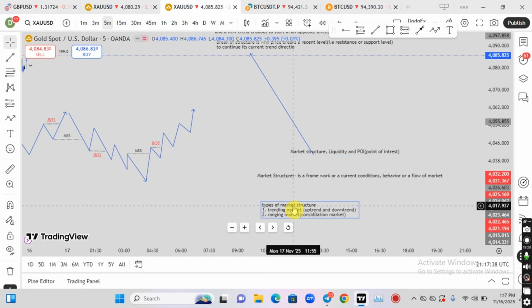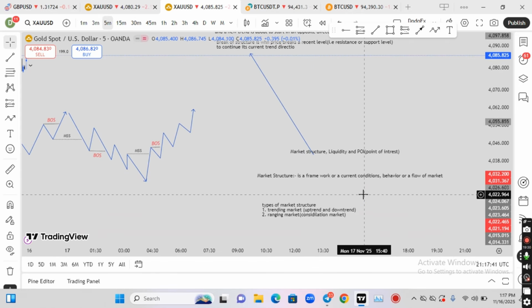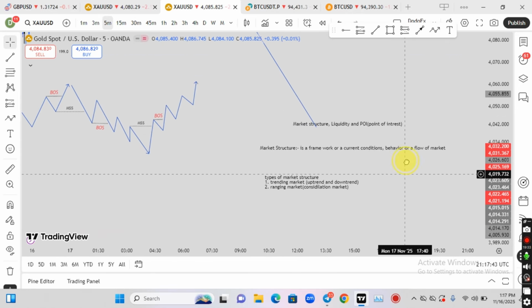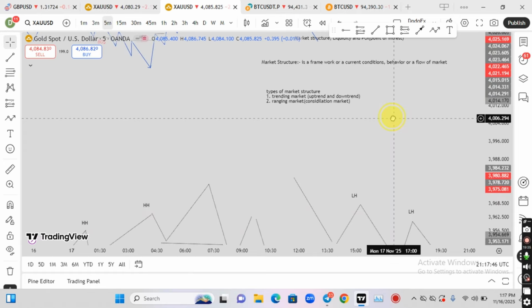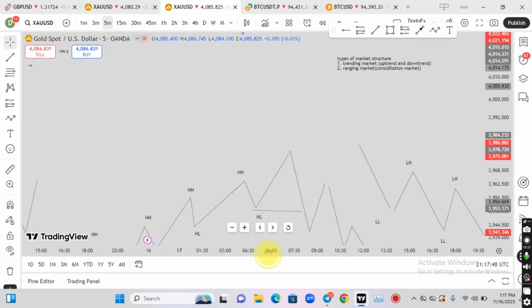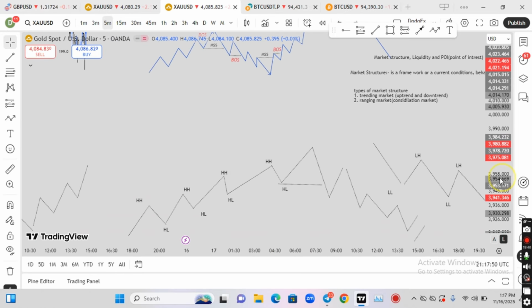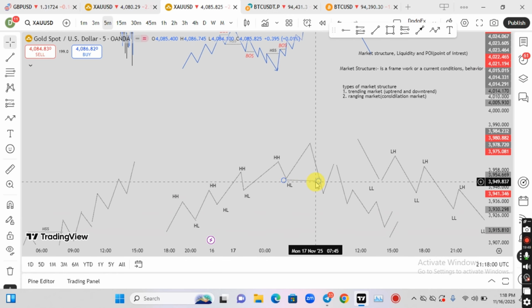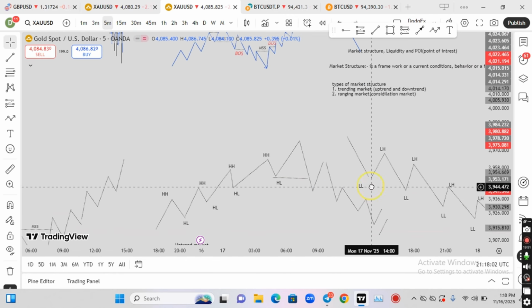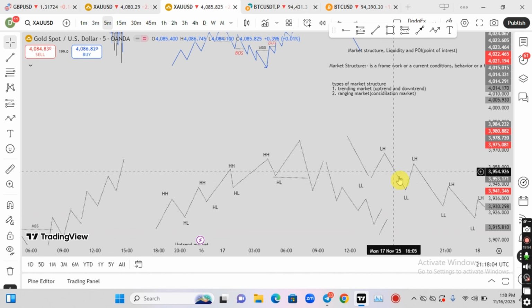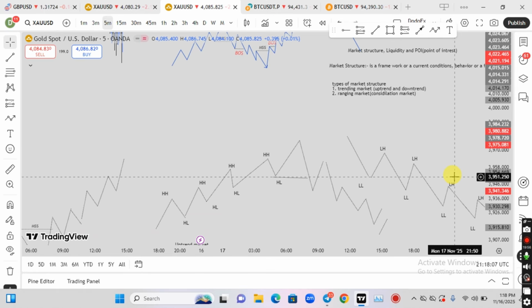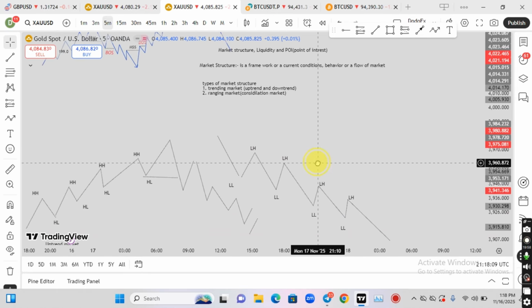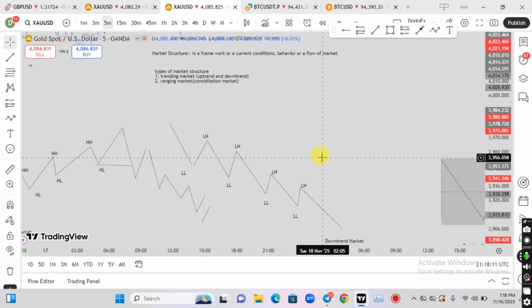Under market structure, we have two types of market structure. We have the trending market and we have the ranging market. In the trending market, we have the uptrend and the downtrend. The uptrend is when price moves in a series of higher highs, higher lows, higher highs, higher lows. While the downtrend is when price moves in a series of lower highs, lower lows, lower highs, lower lows.